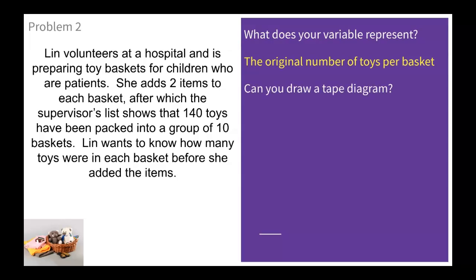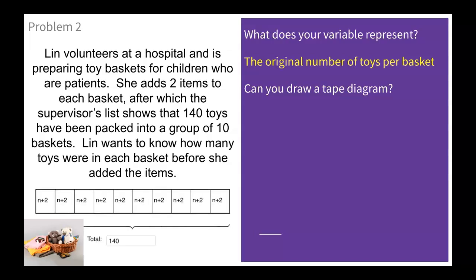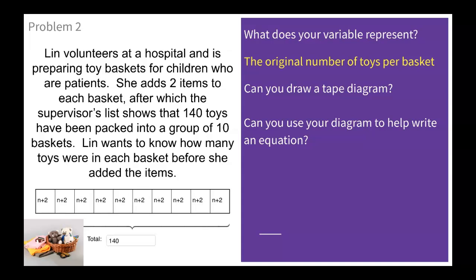Can you draw a tape diagram for this? Give it a try, see what's different about it. All right, so she added 2 items every single time, so your tape diagram looks more like this, where in every one of those 10 boxes, because there's 10 baskets, there are n plus 2. Go ahead and try to make an equation. So you could just do n plus 2 plus n plus 2 over and over again to add up to 140, or you could do a shortcut, which I recommend, saying there's 10 groups of n plus 2, so we can do 10 multiplied by the quantity n plus 2 to give you that 140.